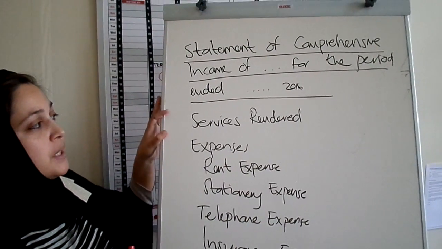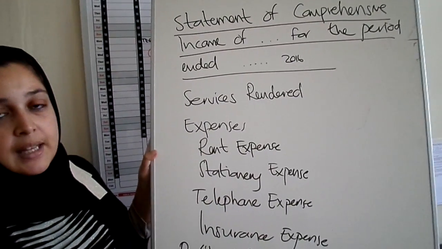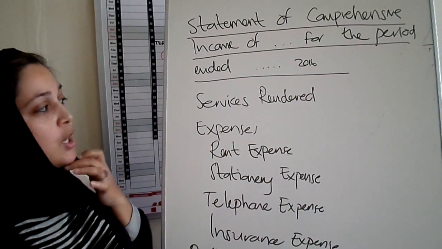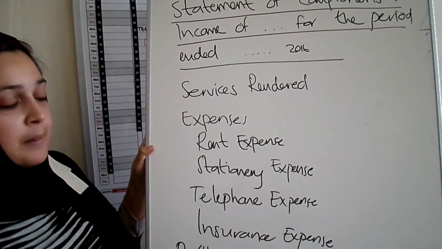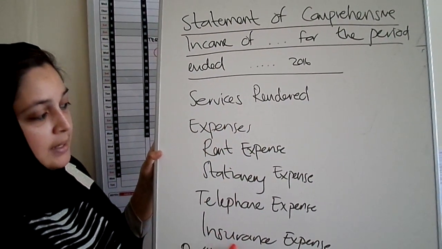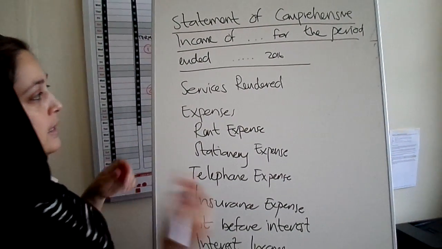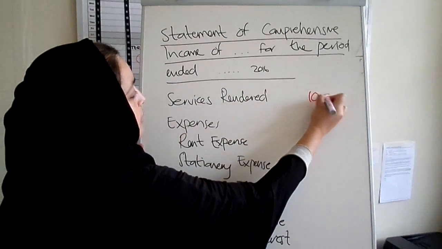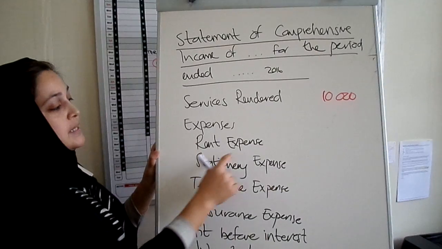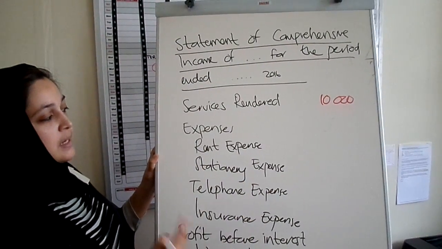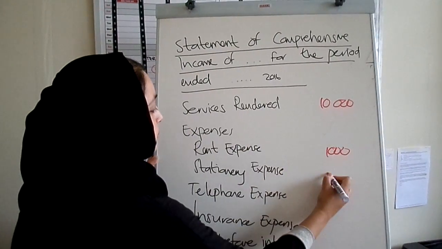Then the statement of comprehensive income or statement of profit or loss has only income and expenses. Nothing else goes into the statement. You'll notice services rendered is at the top because that's your income, and then each expense will be listed. I'm going to put amounts to it so that it makes a bit more sense. Let's say services rendered is 10,000 for the period, so that's your income. And then expenses, you have to list each of your expenses and put an amount next to it. So let's say each one is 1,000.